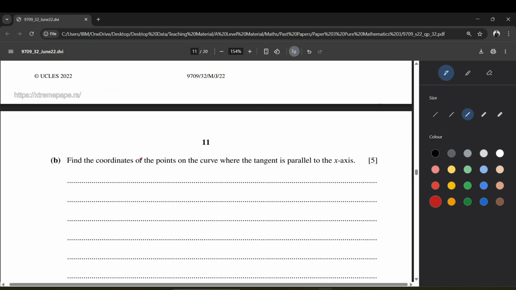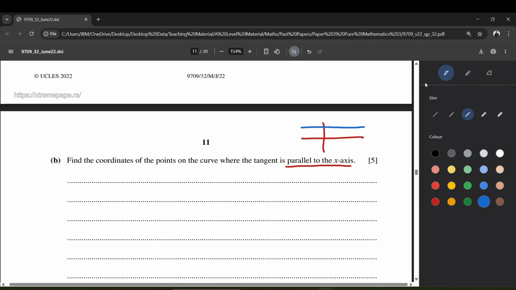Now it says find the coordinates of the points on the curve where the tangent is parallel to the x-axis. If it is parallel to the x-axis, that means, oh sorry, my bad, parallel to the x-axis is this. Now when you have a straight line in this form, you can see that for every point on this curve, your y value is going to be the same, right? So let's say maybe this is y equals 4. Now at every single point y is equal to 4.